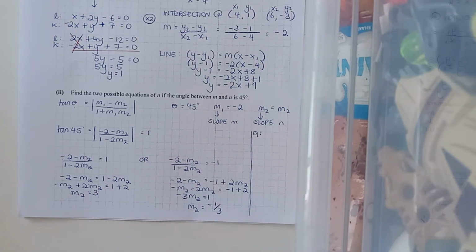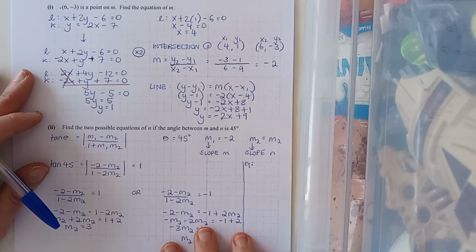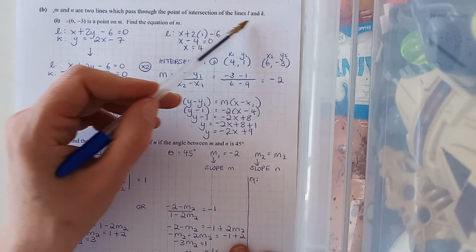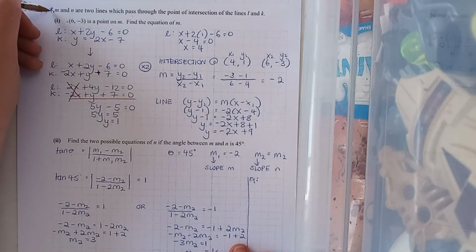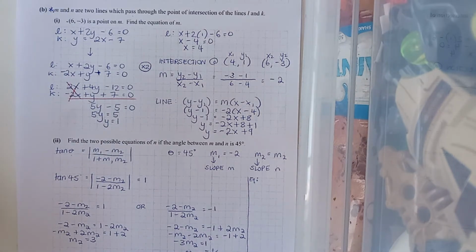But back in part B, they did indicate to me that m and n both passed through the intersection of the line L and K. So it's important, since they were referring to n back here, that the information about n still continues to be true. So I've got that point from a little bit earlier. It was the point (4, 1), so I can use that to sub in to get the equation.